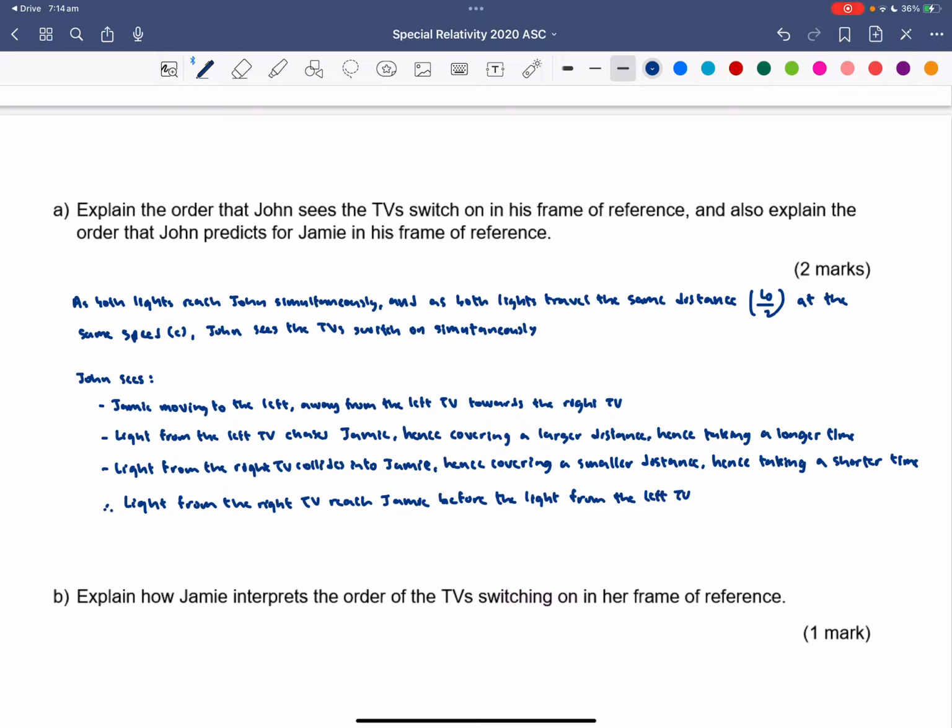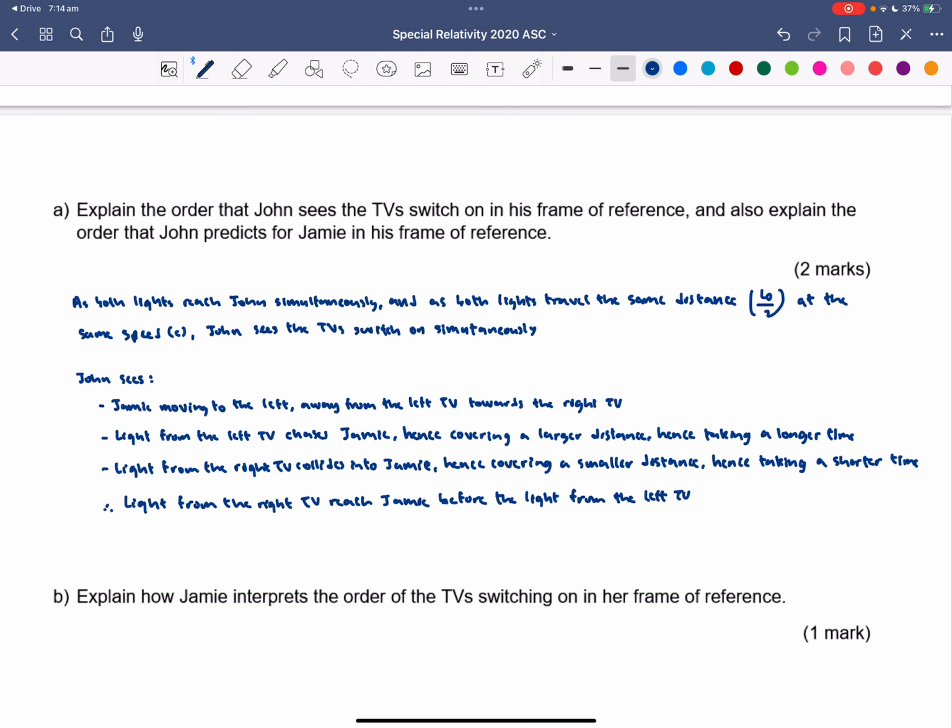Okay, so that's what John predicts for Jamie. Basically, therefore, John predicts that Jamie sees the right light first. Okay, great. Explain how Jamie interprets the order of the TVs switching on in her frame of reference.